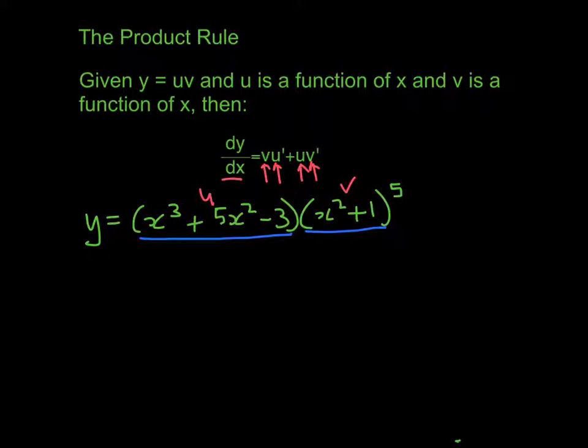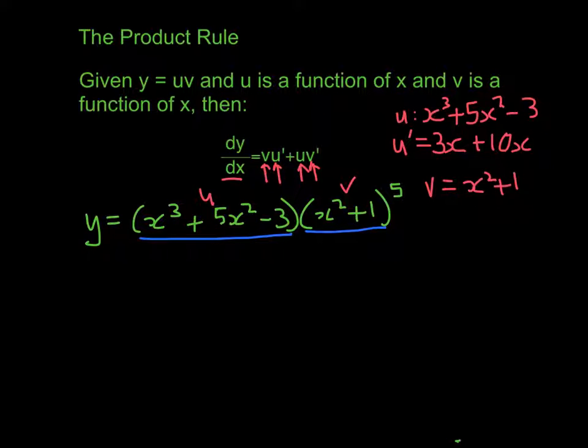Okay, and over on the side here we'll write down that u is equal to x cubed plus 5x squared minus 3, and the derivative of u with respect to x will equal 3x squared plus 10x.